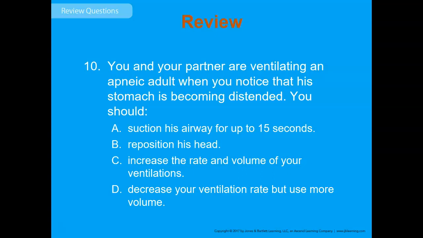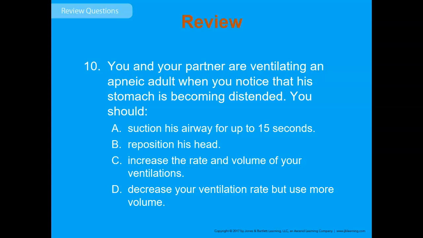A, suction his airway for up to 15 seconds. I almost feel like they're trying to trick us. We might need to throw some suction in there and get that belly drained, but I don't know. B, reposition his head. Well, we could definitely reposition his head. C, increase the rate and volume of your ventilations. We already got a problem, so let's do this.